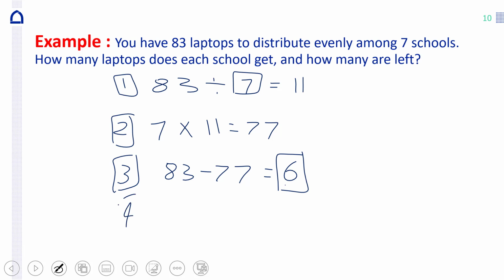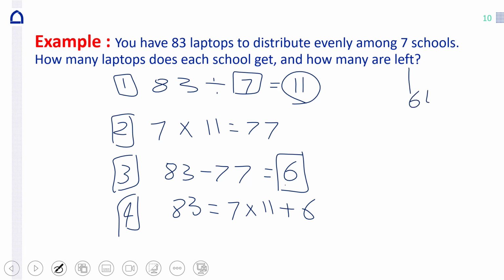Now, how can I write this? I can write 83 as 7 times the integer result of the division, plus the remainder, right? So I go for 11 laptops for each school, and how many computers are left? 6 laptops. So how many laptops does each school take? It is 11, right?